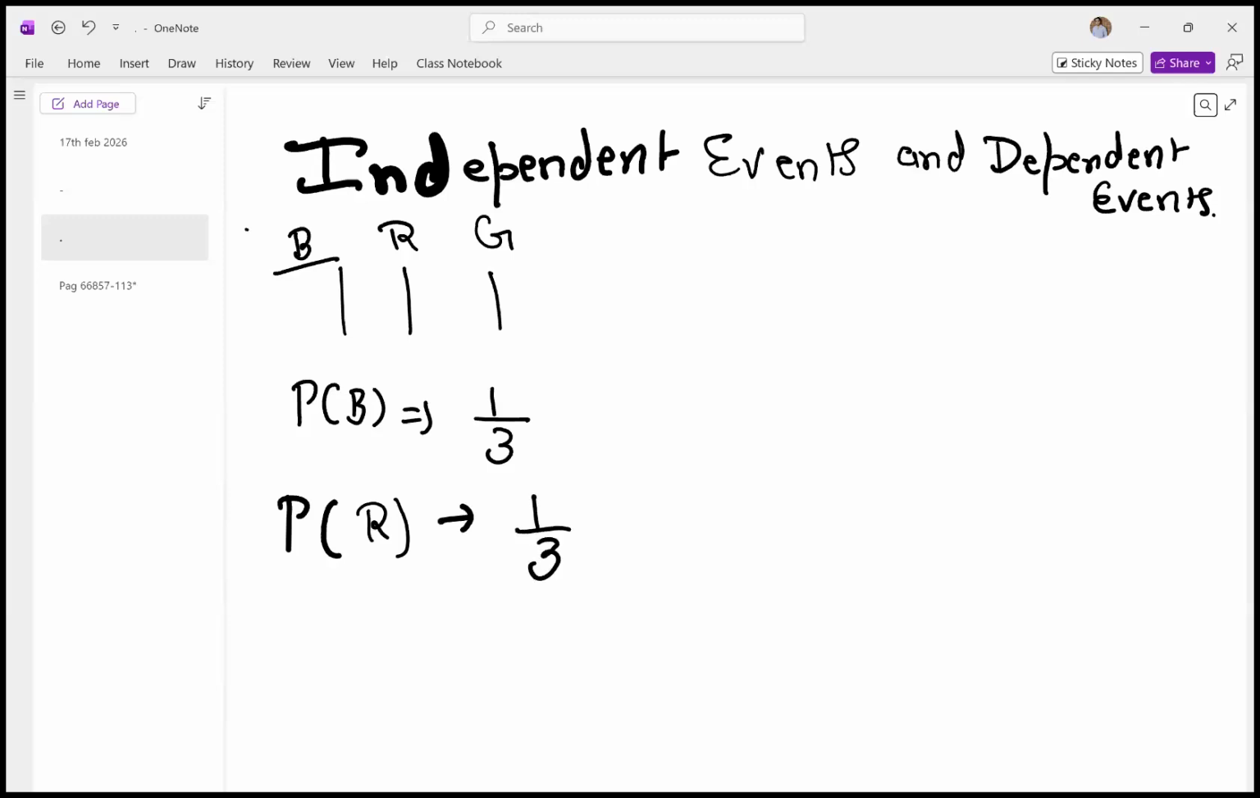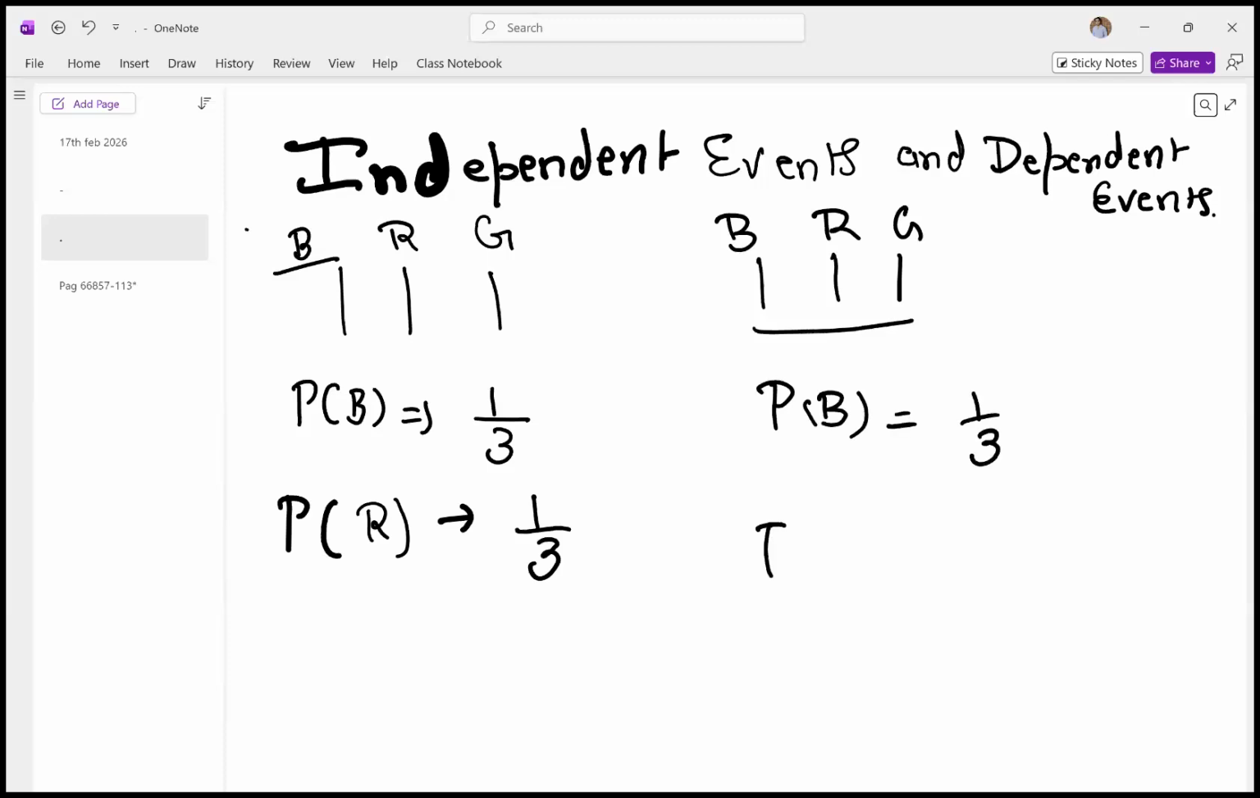Now, I'm going to change the same question to a different style. What is the probability of selecting the black pencil out of these three pencils? You're going to say again 1/3. Now, what is the probability of selecting the red pencil once the black pencil has already been selected? So I'm going to remove the black pencil, meaning no replacement. In the previous case, I replaced it back. In this case, no replacement. So that will be equal to 1/2, because out of these two, that is 1/2.